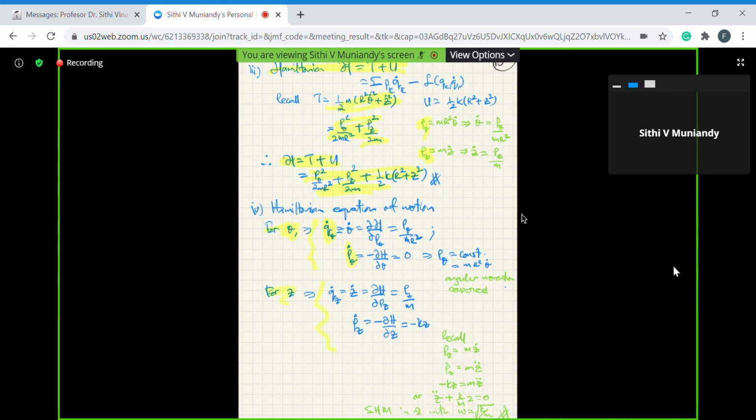And again, you can look for any conserved quantities, especially when you take a derivative of your Hamiltonian and get zero. That shows there is a conservation law, because it does not change with respect to the coordinate system. So the angular momentum is conserved. Okay, so this is the equation of motion.